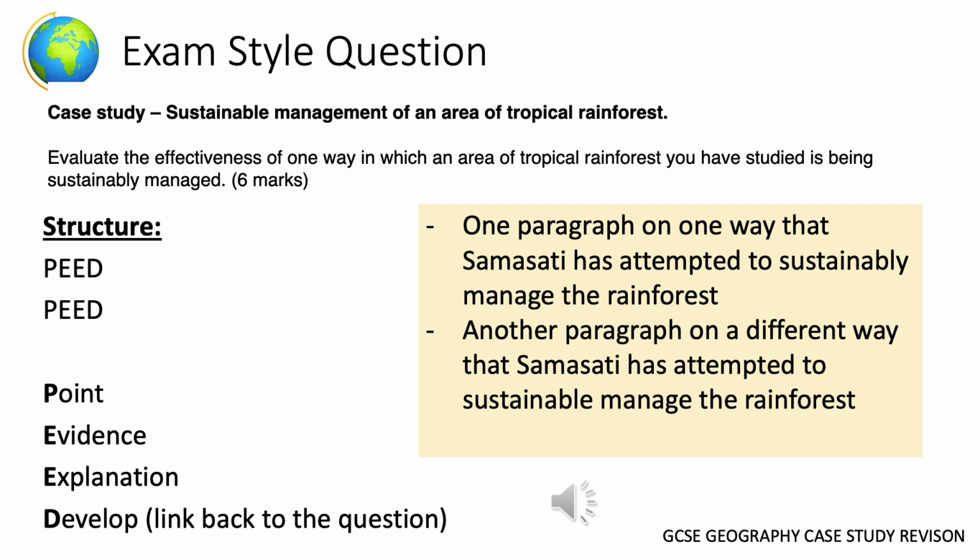Therefore, we need 2 paragraphs. One paragraph on a way that Samasati has attempted to sustainably manage the rainforest, and then another paragraph on a different way that Samasati has attempted to sustainably manage the rainforest.